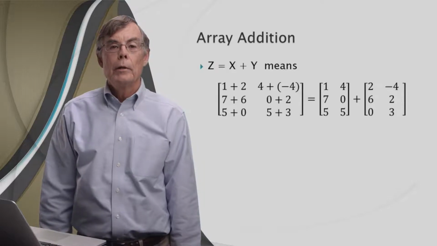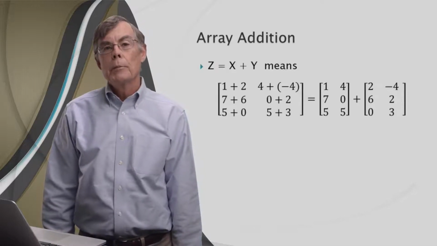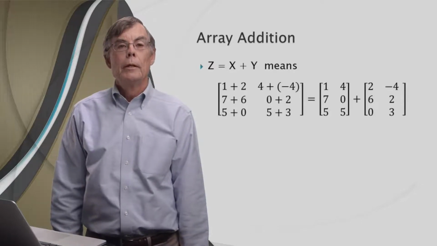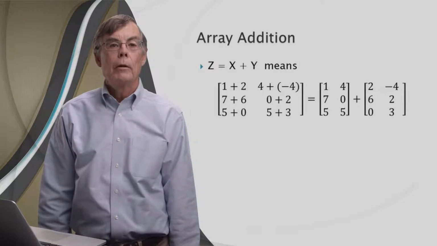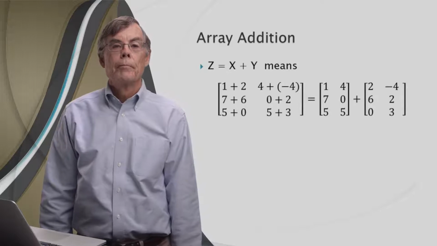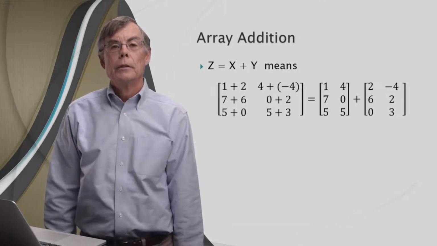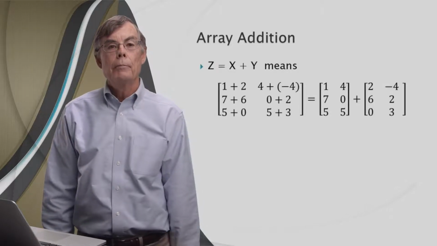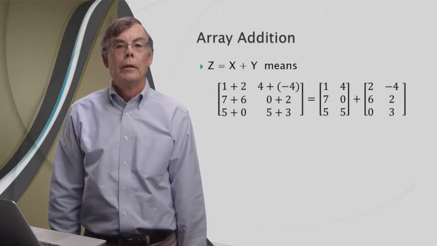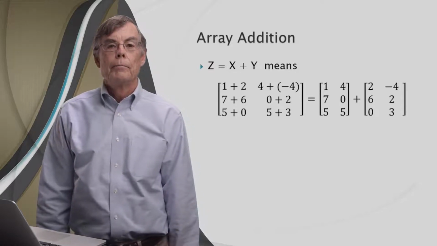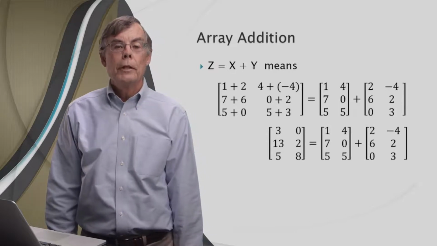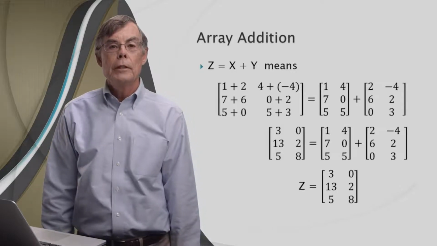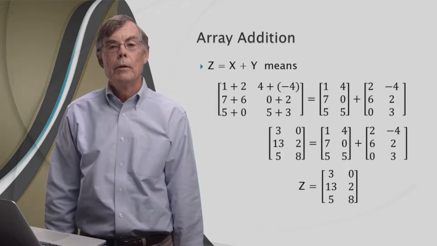Let's look at the first element on the first row. The first element on the first row of x and y is 1 and 2. We add those together, 1 plus 2. That's what we put at the first element on the first row of z. Let's look at the next element on that row. X and y are 4 and minus 4. If we add those together, we get 4 plus minus 4, which will be 0. And we do this for every position in the matrices. If we carry out these individual additions, we get 3, 0, 13, 2, 5, and 8 on the left side. And so z is equal to 3, 0, 13, 2, 5, and 8.